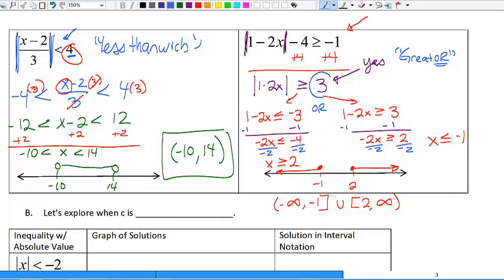have our c, the number on the right-hand side of the inequality, being positive. This 3 was positive, okay, even though it was negative up here, when the bars were isolated, it was positive, and over here it was positive 4. On the other examples, we all had positive numbers. So when we have positive numbers, you're looking for less thans or greaters, and then you'll get a unique solution. Next, we're going to explore when c is negative.